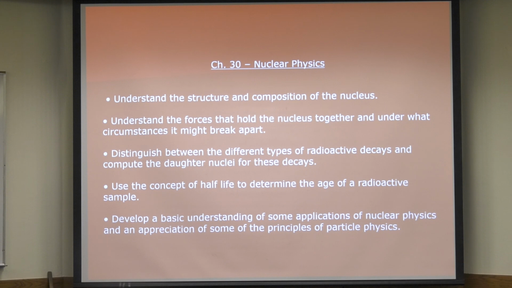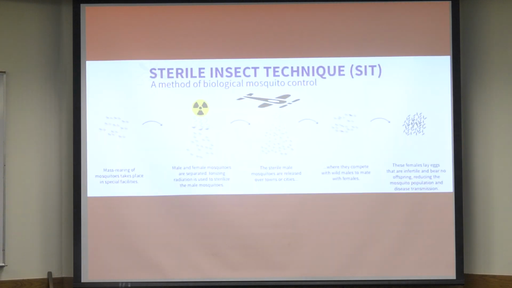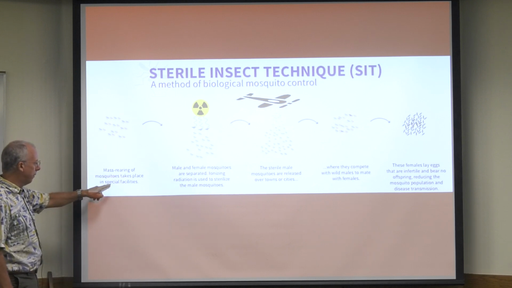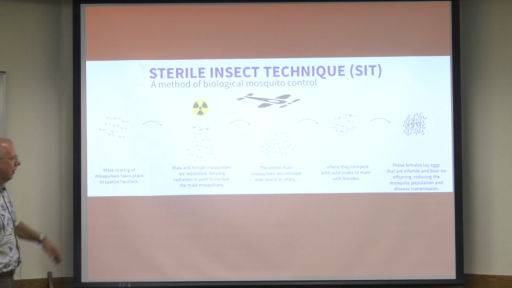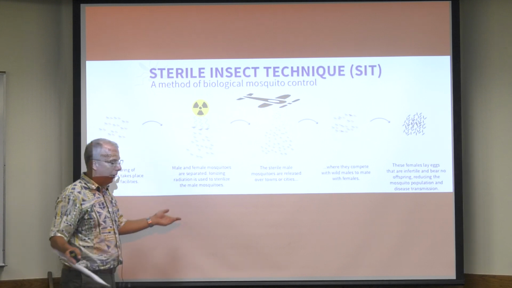Why do we talk about nuclear physics? Well, there are many, many applications of nuclear physics. I'm just going to quickly show you some of them. Okay, plant mutation breeding uses nuclear physics. Fertilizers, insect control. So here, this is called the sterile insect technique. It says mass rearing of mosquitoes takes place in special facilities. So they grow a bunch of mosquitoes. And then it says male and female mosquitoes are separated. I don't know how they do that, but anyway.